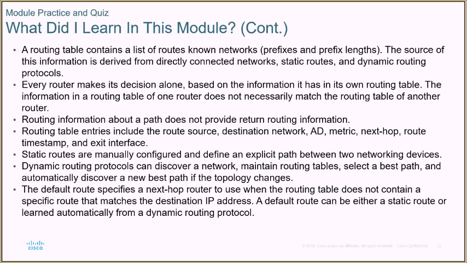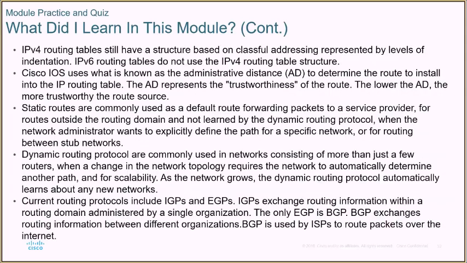The default route specifies a next hop router to use when the routing table does not contain a specific route that matches the destination IP address. A default route can either be a static route or learned automatically from a dynamic routing protocol. IPv4 routing tables still have a structure based on classful addressing represented by levels of indentation. IPv6 tables do not use the same structure as IPv4 ones.